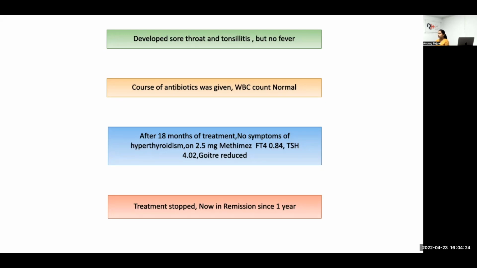So how long will you monitor his thyroid function? So for 1 year. Sir, like annually we monitor his thyroid function. So you have to monitor lifelong because recurrence can happen later.